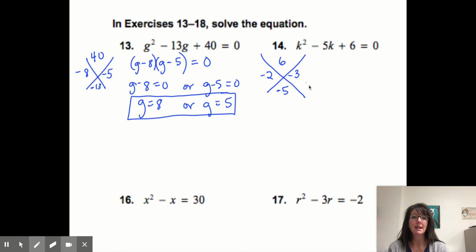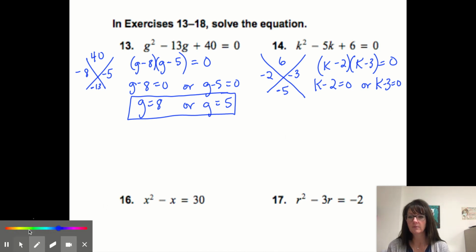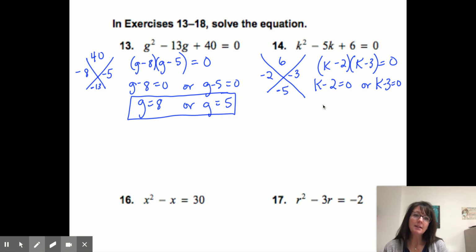Make sure that they're both negative so that you get k minus 2 times k minus 3, and those are equal to 0. So either k minus 2 is equal to 0, or k minus 3 is equal to 0. So when you solve this, you want to add 2 to both sides. So we'll get k is equal to 2, or k is equal to, in this case, you'll add 3 to both sides, equal to 3. 2 possibilities that would make this true.